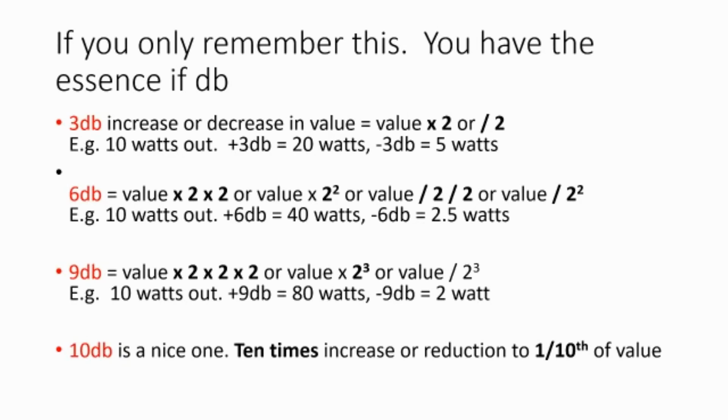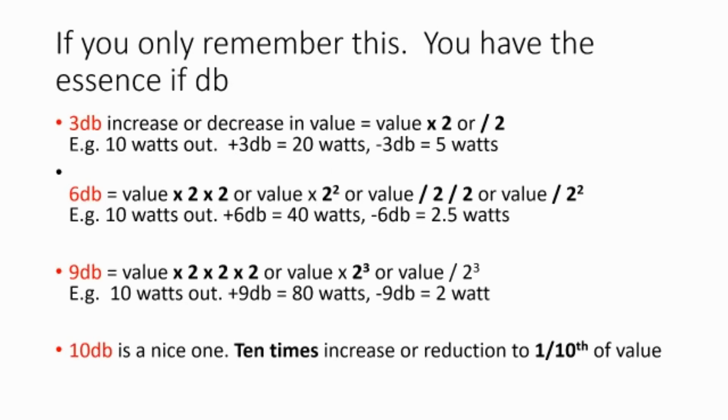9 dB, in similar fashion, is the value multiplied by 2, multiplied by 2, multiplied by 2, or the value multiplied by 2 to the power of 3. So 10 watts out from a radio going into an amplifier with 9 dB gain would give you 80 watts out. If you had 10 watts out going into some coax cable and you had 9 dB of loss, you'd have 2 watts at the other end.